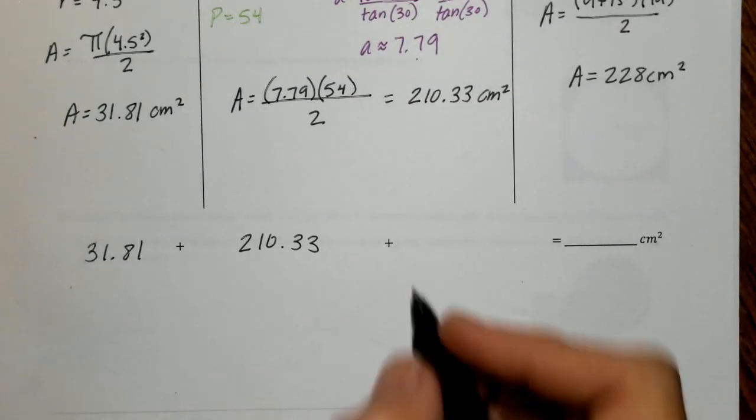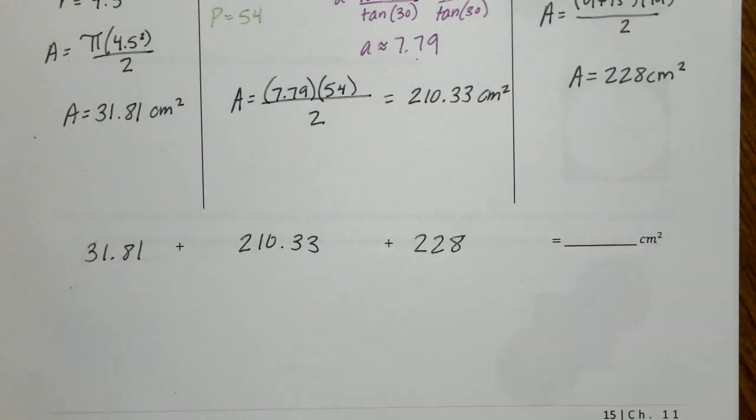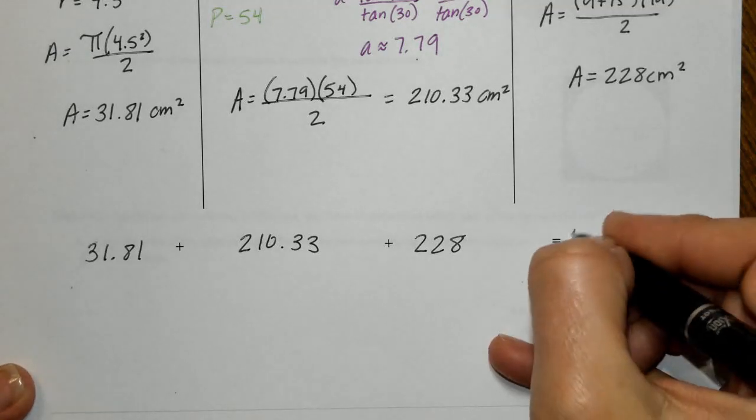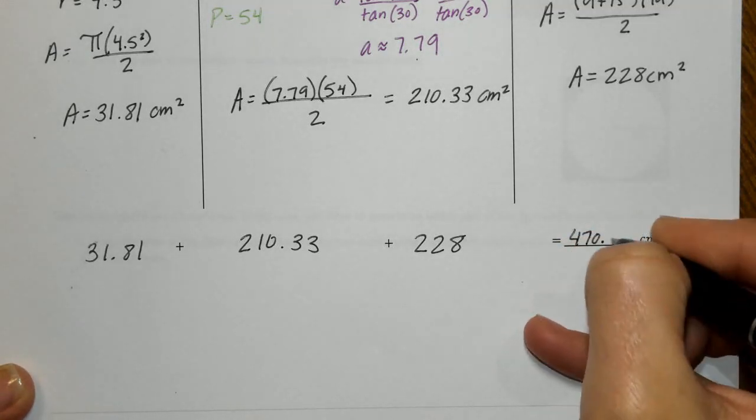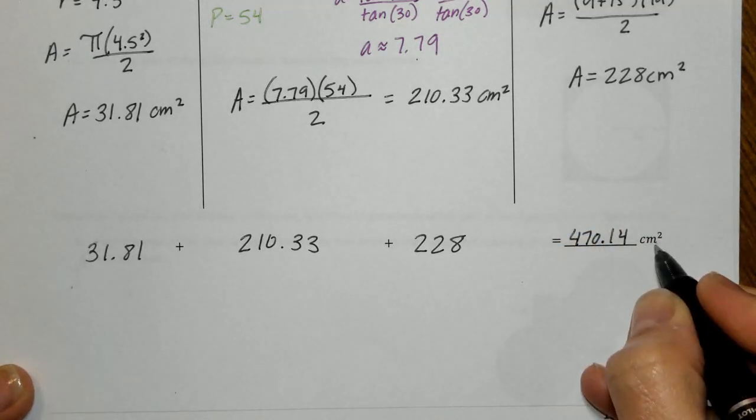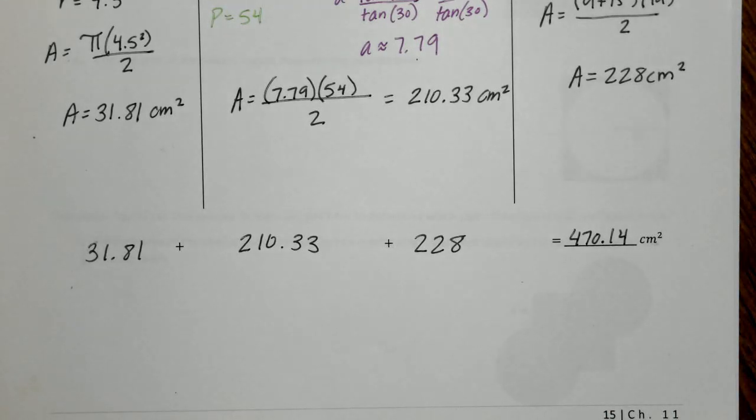Down here, we'll go ahead and add that. When we add all three of these together, we will find this to be 470.14, and it already has centimeters squared listed there for you.